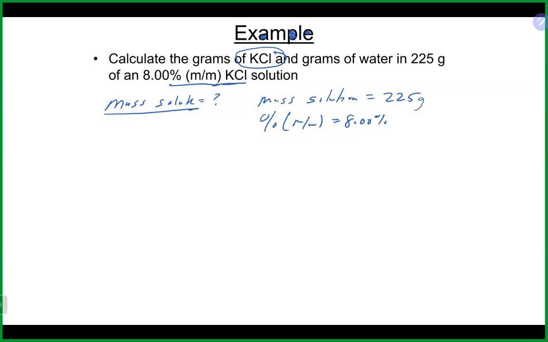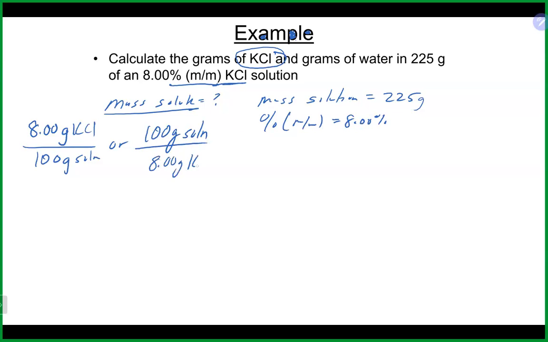So again, you could plug and chug into the percent mass to mass equation. You could also take more of a dimensional analysis approach. So that's what I'm going to do in this particular one. I'm going to take my 8%. And what that means in this example is that there are 8 grams of KCl in 100 grams of solution. Or again, you could flip it around the other way if you needed to. In 100 grams of solution, there would be 8 grams of KCl. So that's basically what my 8% means in this case.